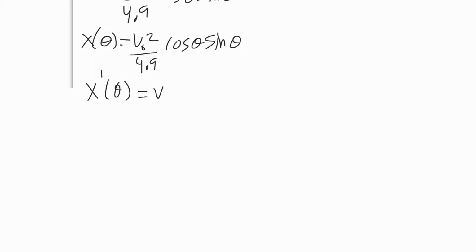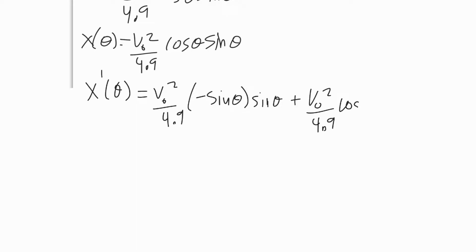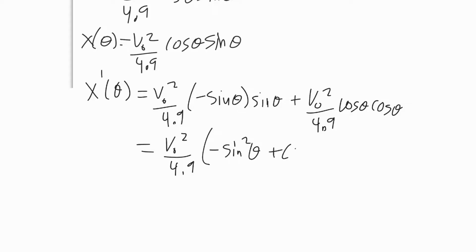Well, the constants will stay out front, except, oh no, cos theta times sine theta, that means we need a product rule. So if you've ever wondered why you need the product rule, well, this question right here requires the product rule. Derivative of cos is going to be minus sine. And then we put the sine theta there. Plus, we'll leave the first function alone, and then the derivative of sine theta is cos theta. So we'll factor the v naught squared over 4.9 out of the whole thing, giving us negative sine squared theta plus cos squared theta.